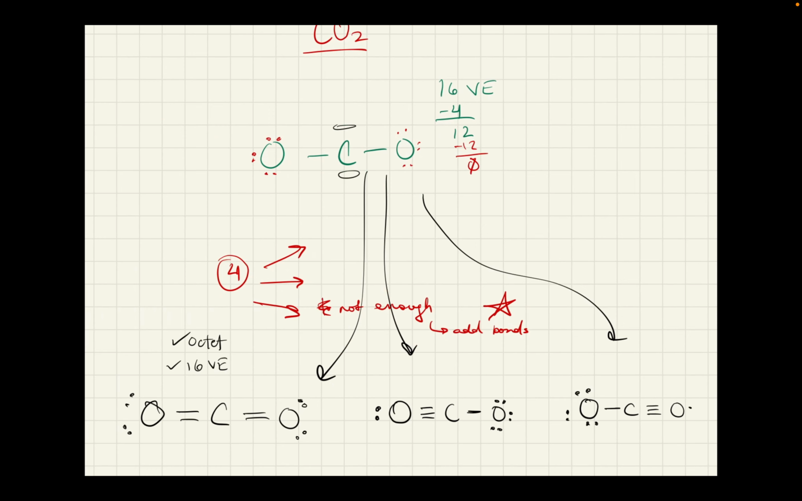Sorry, let me put those electrons in the right spot. Wonderful. All of these have full octets, happy octets, and 16 valence electrons, so they're all valid. This structure is the best, but it's not because it's symmetric. It has to do with formal charge, and I am going to talk about formal charge in a future video. I hope this helps.